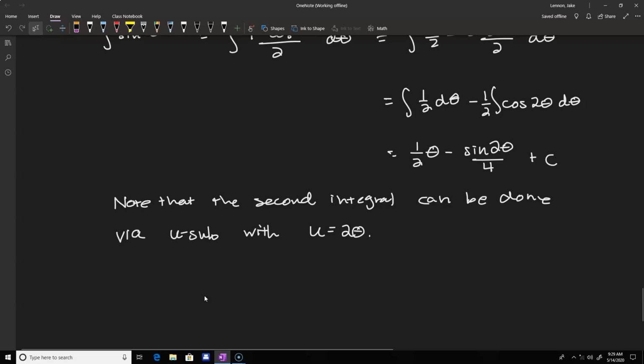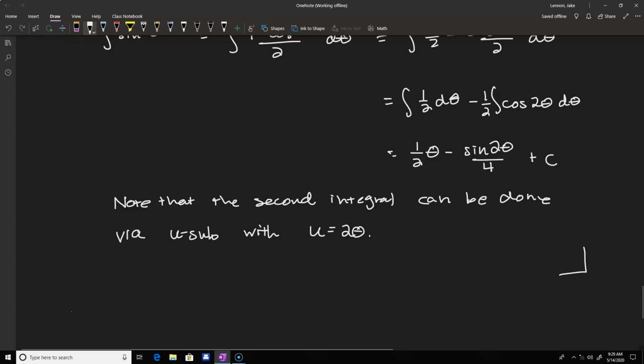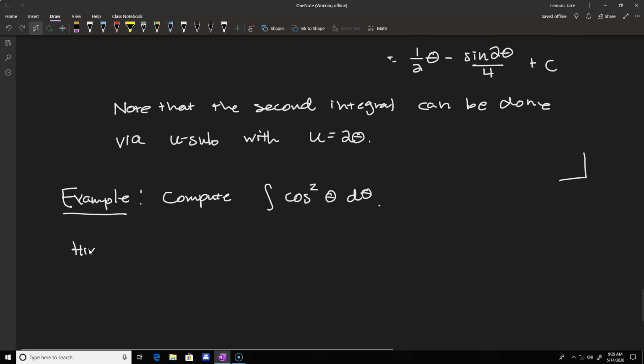So you also may want to practice. So, as an example, I'll leave this one for you to do, but you should also be able to compute the integral of cosine squared theta d theta. And again, the hint to complete this one is you're going to use the same identities, but we know that cosine squared theta is going to equal 1 plus cosine 2 theta over 2. And then you can fill in the details.